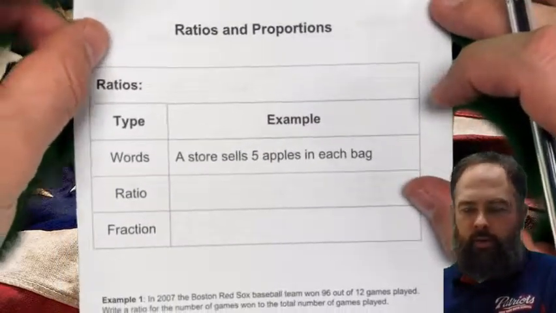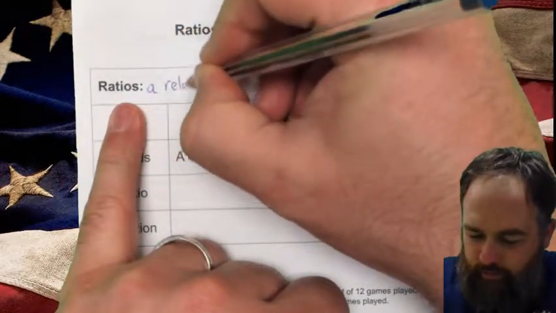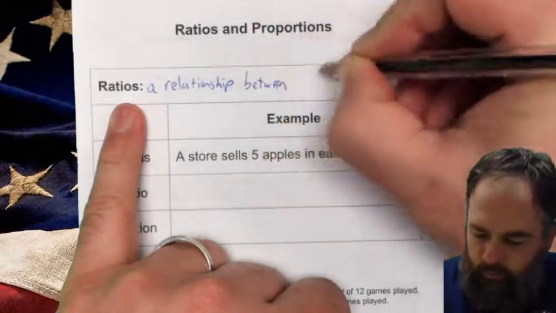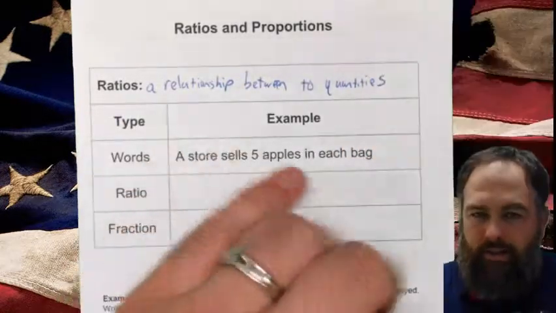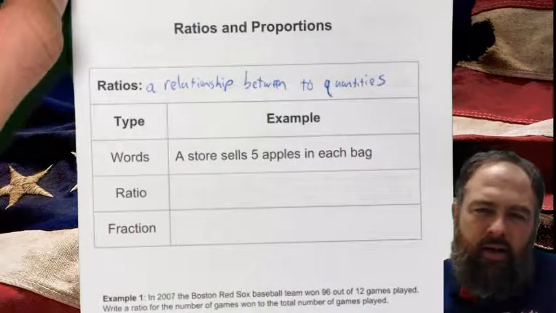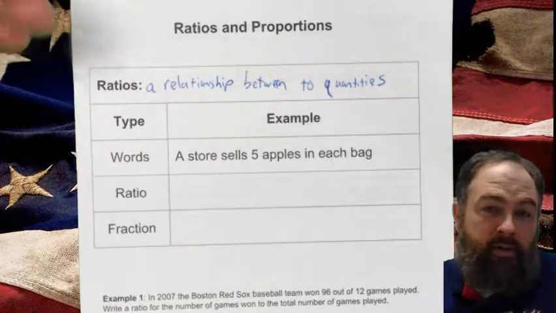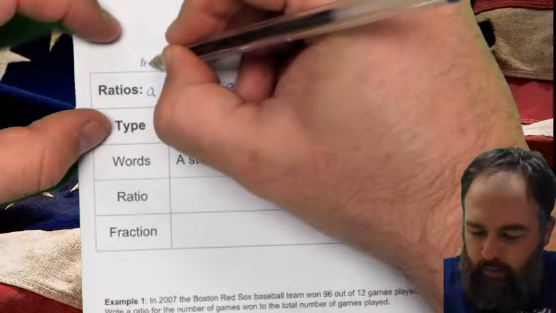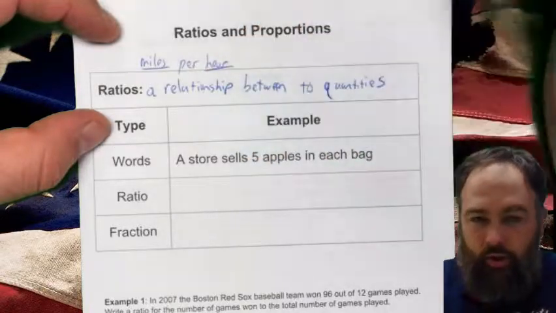All right, first off, ratios. What is a ratio? It is a relationship between two quantities. A relationship between two quantities. Now, all that means is we're talking about two number quantities that typically are related in some way. Like, for example, miles per hour is a ratio, because we're talking about relating the number of miles you've driven to the time it takes you to get there.